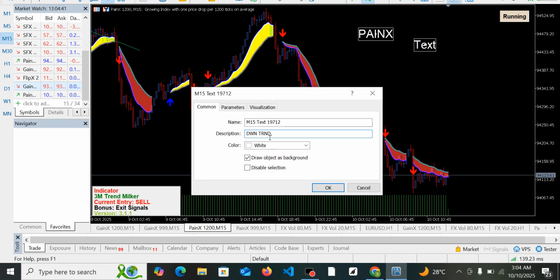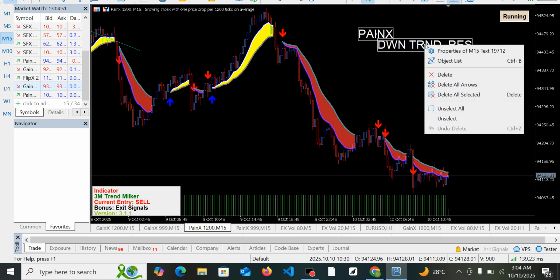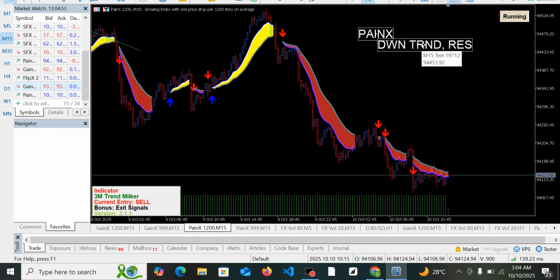And of course, you pick up your trade from the resistance zone. From the resistance zone. So this is very, very important. Once you understand this, then you give yourself peace of mind. Now let's see how this works.